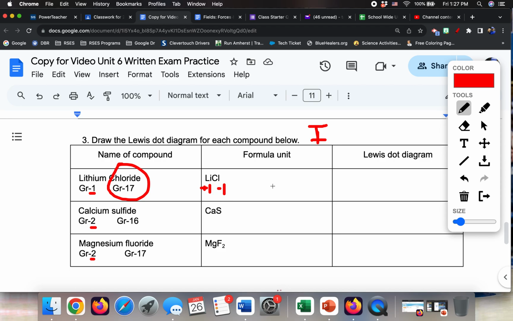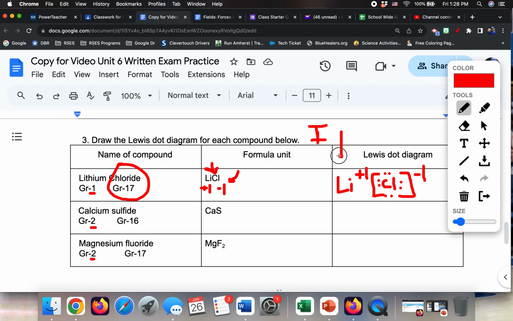Now we're ready to make our Lewis dot diagram. Remember, if you're a +1, you have no dots. So Li +1. Done with that one. It's connected to Cl. I'm going to put that in a bracket. Outside the bracket, I'm going to put the charge that everything in group 17 has. And just like in part 2, if it's negative, it gained electrons for one reason, to get 8 valence. So I'm going to draw 8 around there.